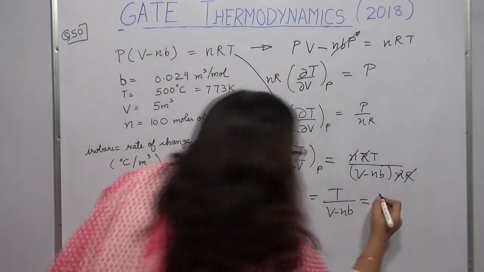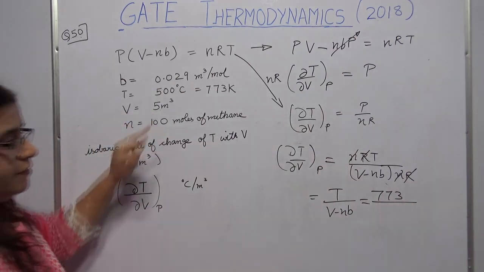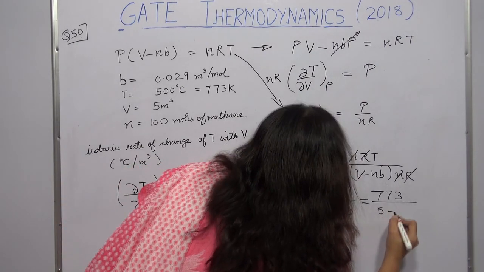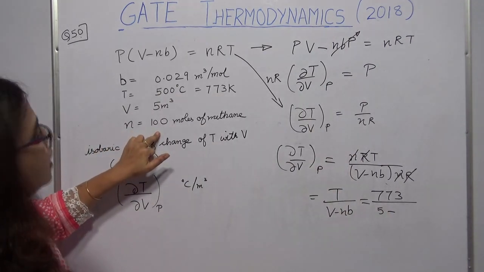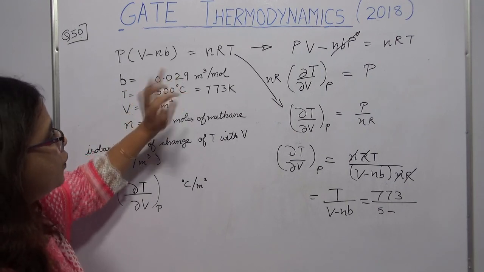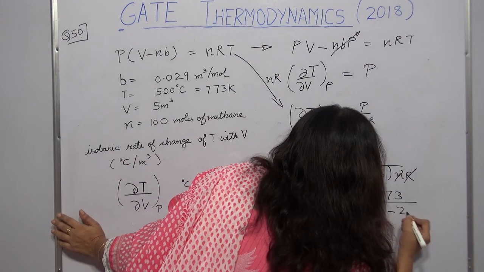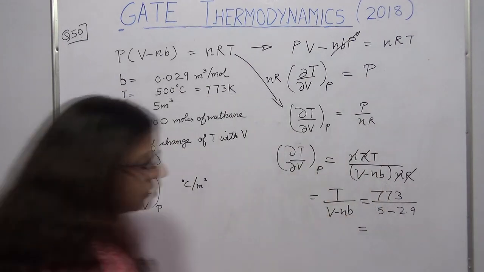T as 773, V as 5 minus N is 100 and multiply it with B. So it will be multiplied by 0.029. Okay. So it will be multiplied with 100. So it is 2.9. So do that and do the calculations.